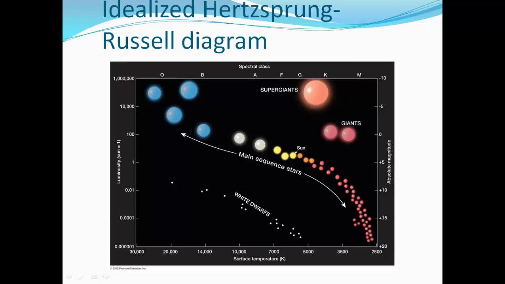So here's our diagram. Here's our main sequence. 90% of all stars are in the main sequence. And right up here is where the Sun is, right in the middle of that. The giants are more luminous, and they're going to be up on the upper right. The white dwarfs, less luminous, are down below.